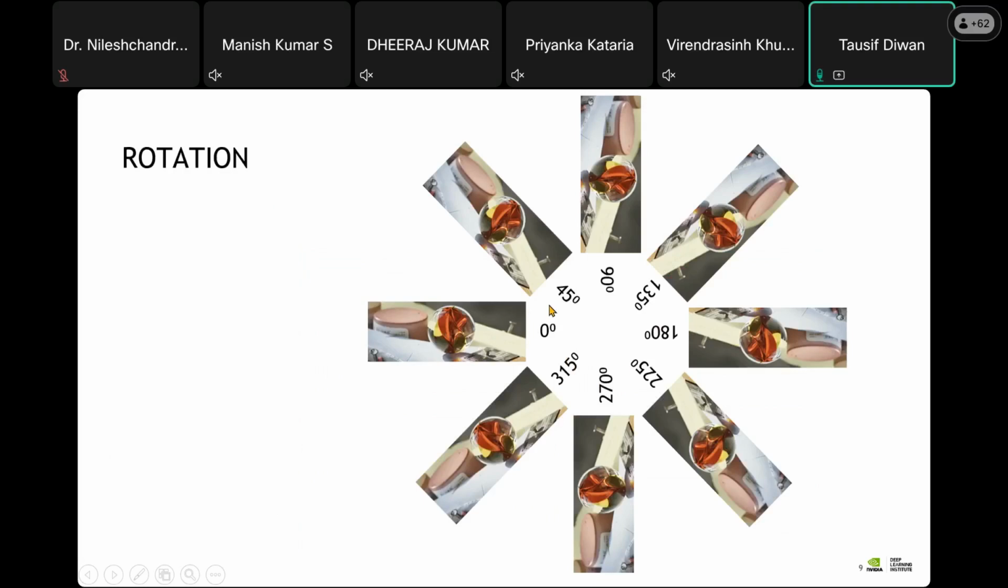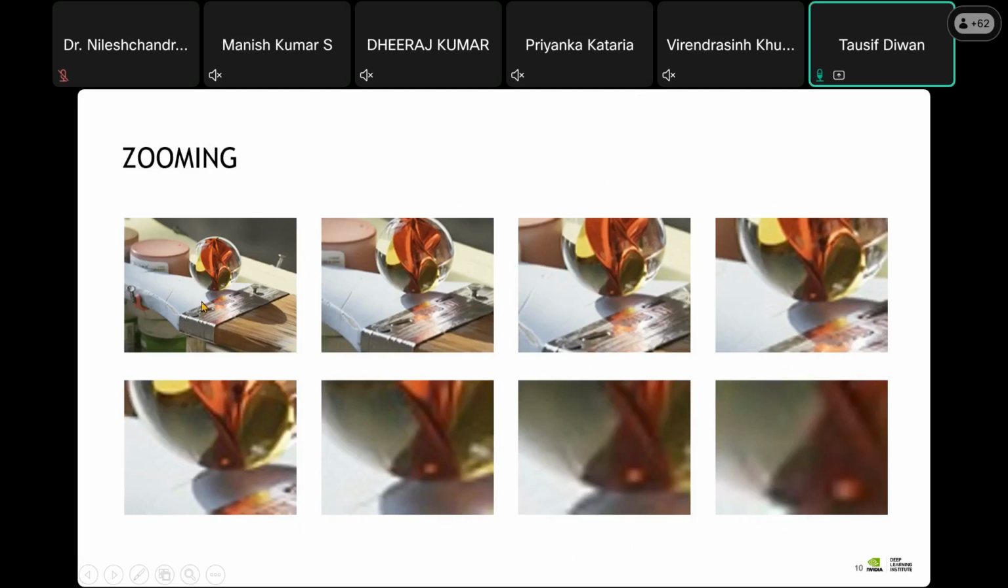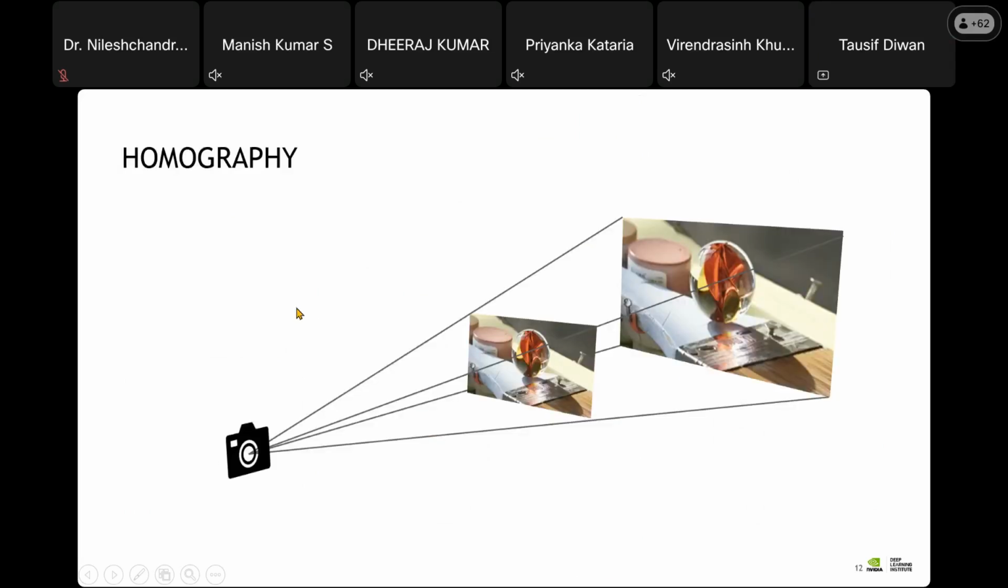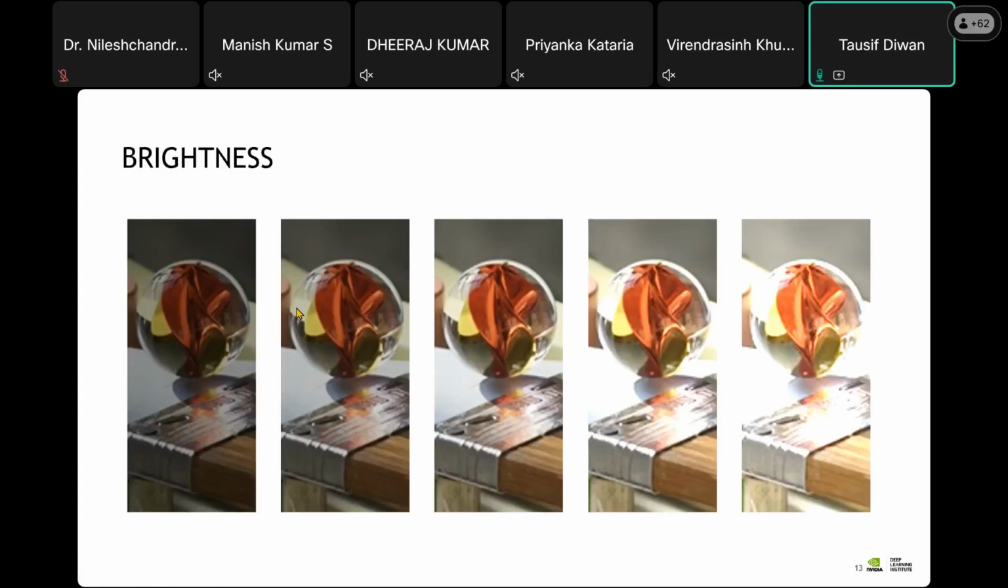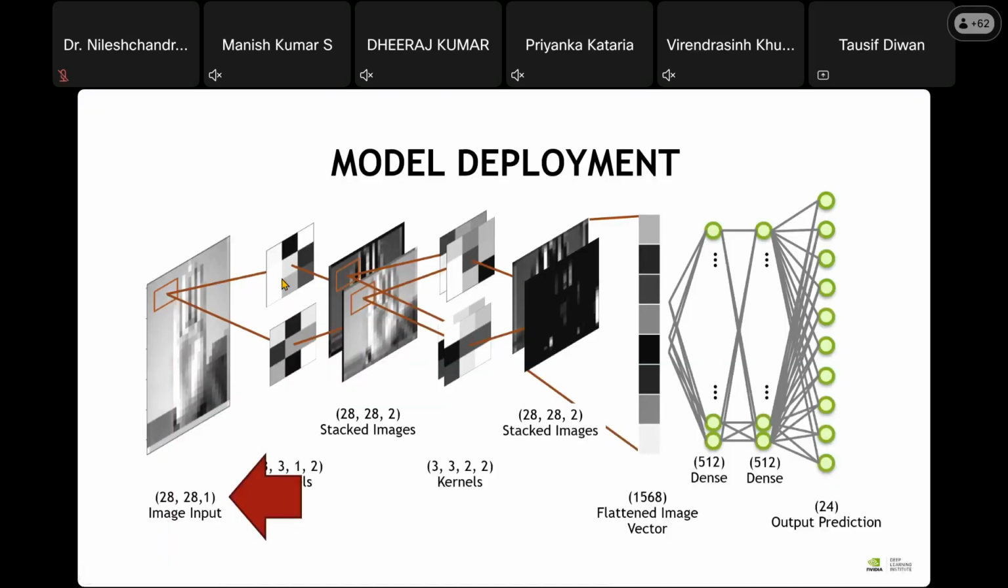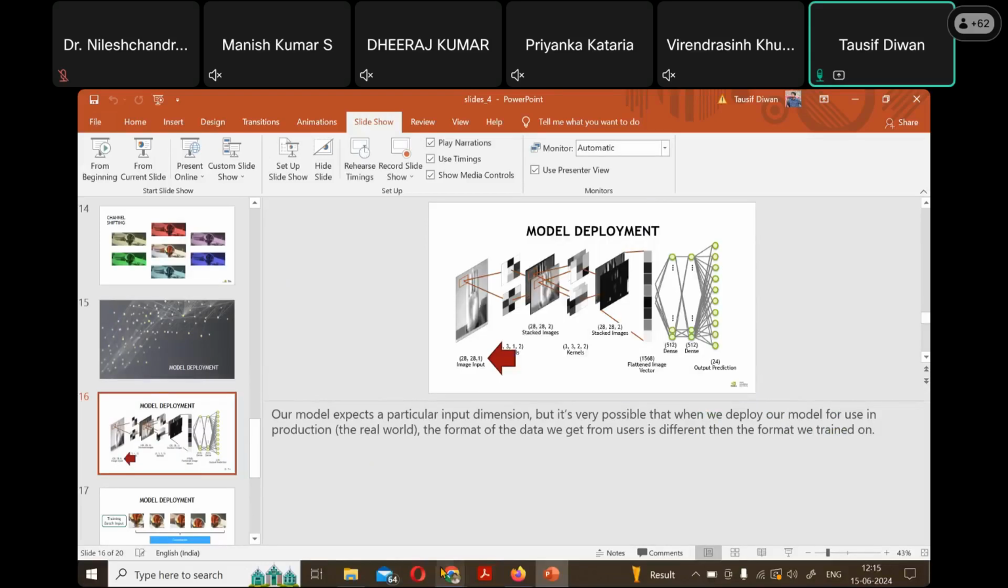Rotation. Image is there. Just rotate it by 45 degrees, rotate it by 90 degrees, 135, 180, 225. These are the rotation. Zooming. This is my original image. Zoom it by 10%, 20%, 30%, 40%. Width and height. The original image is this centered image. Now this is width shift. This is height shift. Then homography. Brightness. Change the brightness. Then channel shifting. Okay. Now we will move to the next notebook.